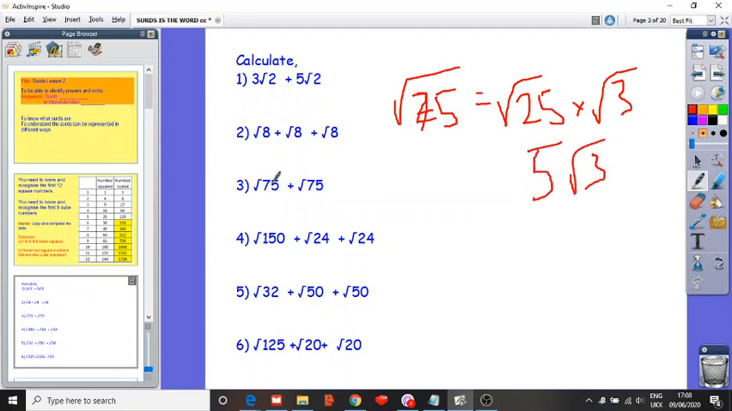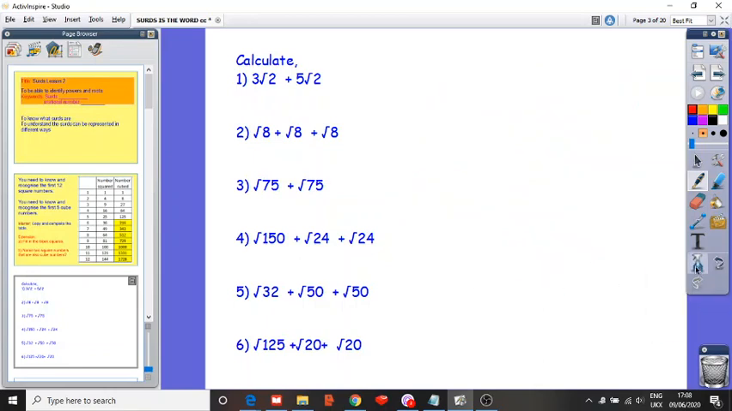So if I rewrite this question, I've got 5 root 3 plus 5 root 3. 5 plus 5 is 10. So my answer is going to be 10 root 3. Okay, good. Right, it gets a little bit harder now. Now all we've got to do is simplify each one of these.